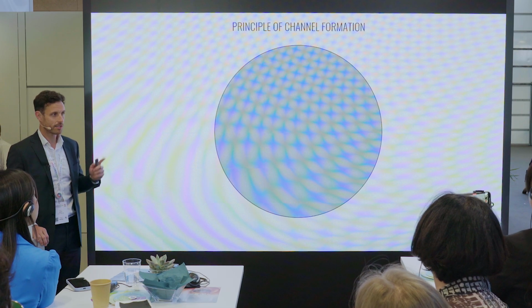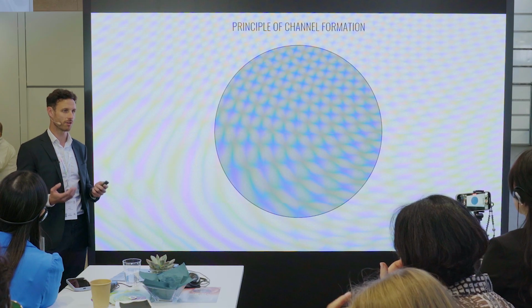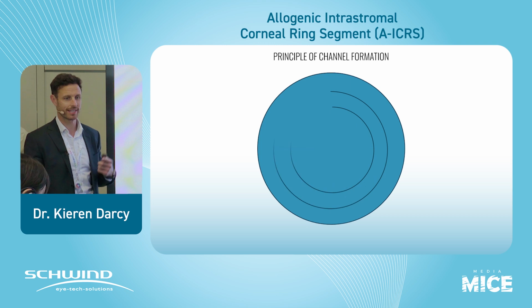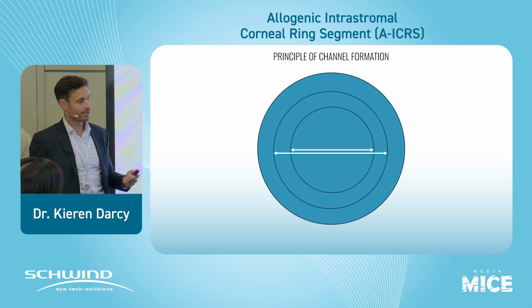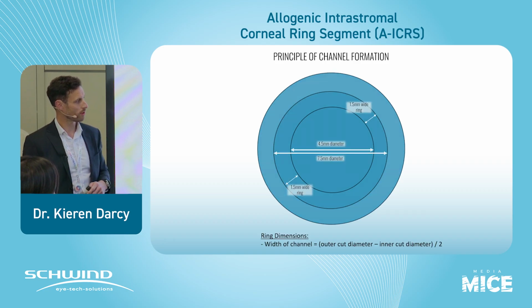So I'm just going to very quickly talk about the principles of the channel formation, because the original papers that described the technique even got this wrong. I think this is fundamental to understanding how to do it and how to design what we're doing. We create two channels with a laser or manually, but with a laser. Say, for example's sake, we create one at 4.5mm diameter and a 7.5mm diameter.